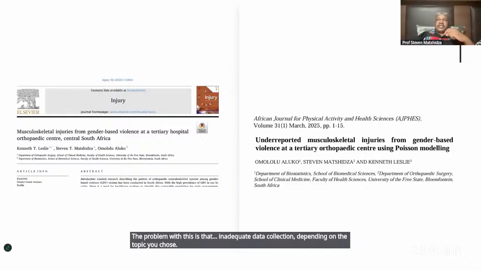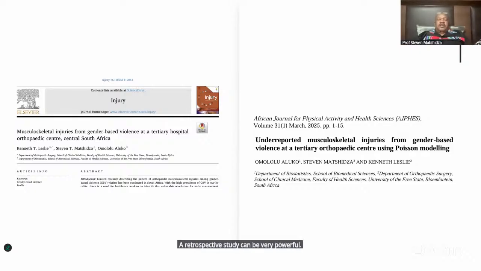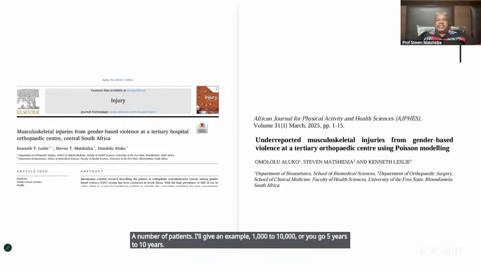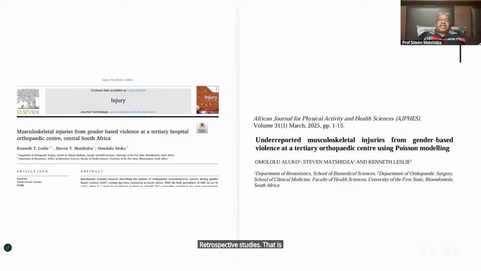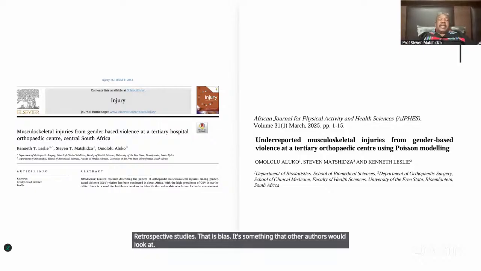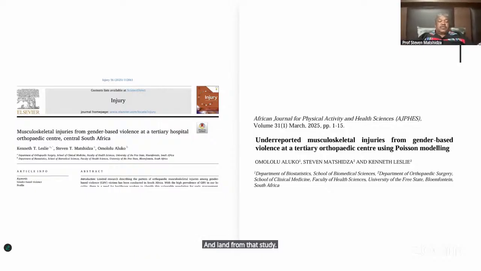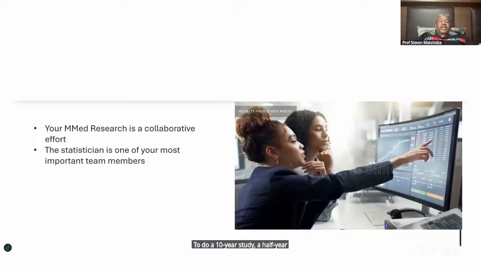A retrospective study can be very powerful if you've got large numbers. You can even publish it in international journals. If you're going to review a number of patients, I'll give an example, 1,000 to 10,000, or you go 5 years to 10 years, retrospective studies, that is powerful. There's something that other authors will look at and learn from that study. So for registrars, it may be a little bit difficult to do a 10-year study, a 5-year study, or looking at about 10,000 patients. But if it's possible, it's fine.